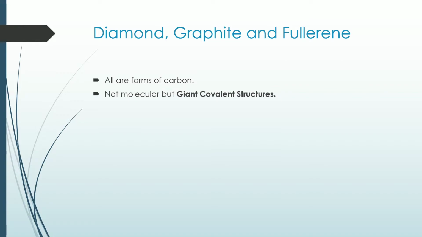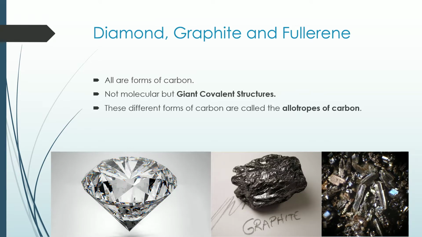They're not molecular structures, but giant covalent structures. They're not actually molecules like an oxygen gas, O2, or a hydrogen gas, H2. They are not considered molecules because the number of atoms is variable. It's not 2 or 4. It can be 60, it can be 20. It depends on the size of the diamond or the graphite or the fullerene. So we don't call them molecules. We call them giant covalent structures. You can see a picture of these three different forms. The first one is diamond, the second one is graphite, and the last one is fullerene.